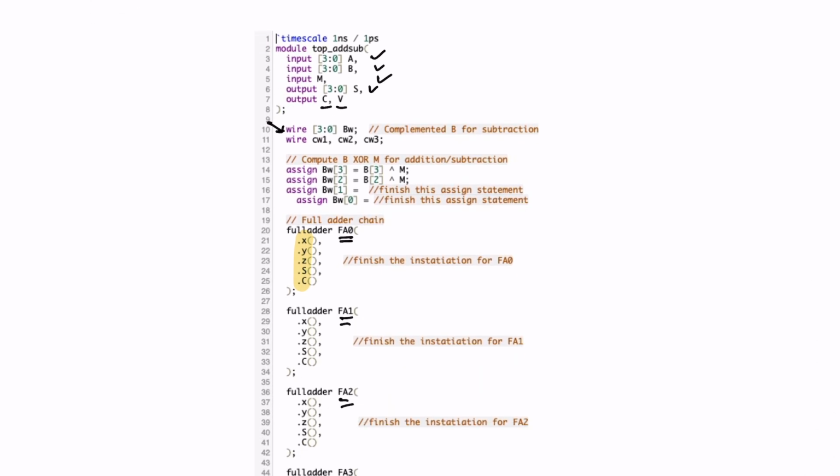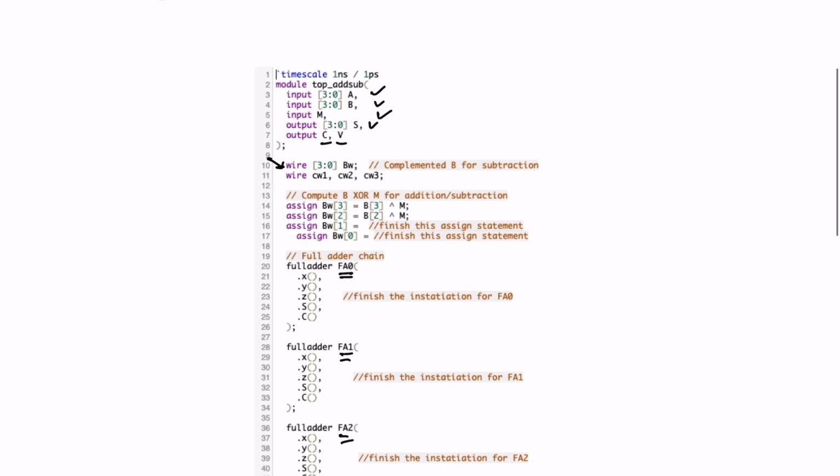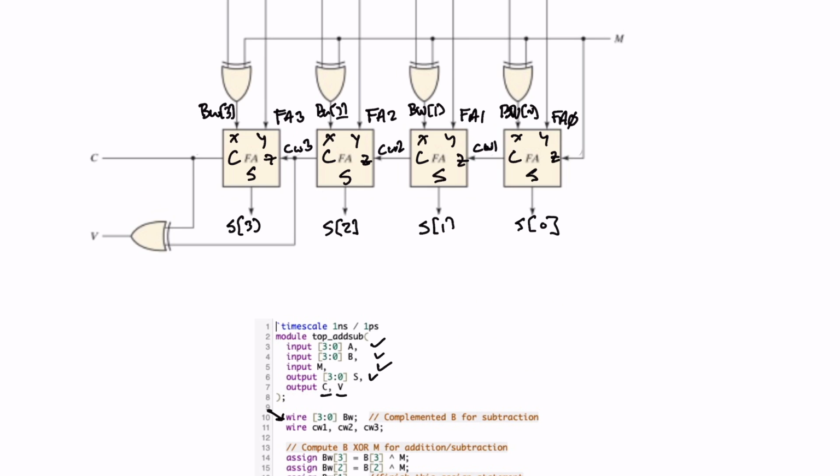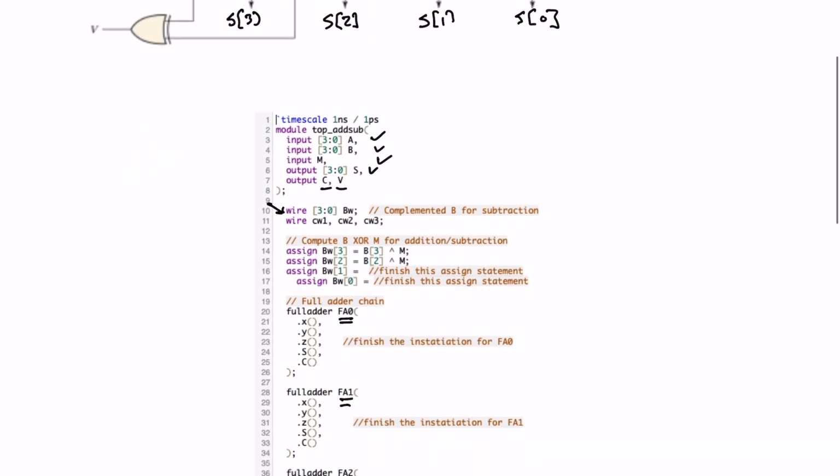Okay, so we've talked about how to do that several times. Okay, the first thing you're going to have to do is take care of the external circuitry. So we have some exclusive ORs here, here, here, and here. So I get those started. B3, exclusive OR with M, connects to the wire, BW3. B2, exclusive OR with M, connects to the wire, BW2. So you finish that off, fill out the rest of those.